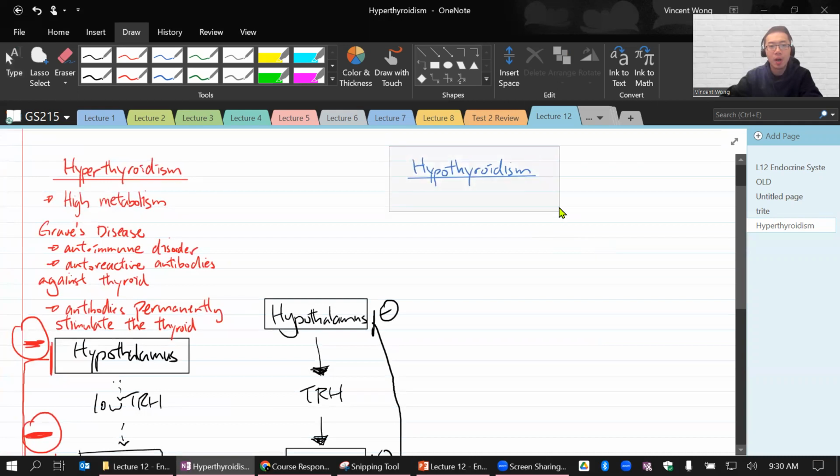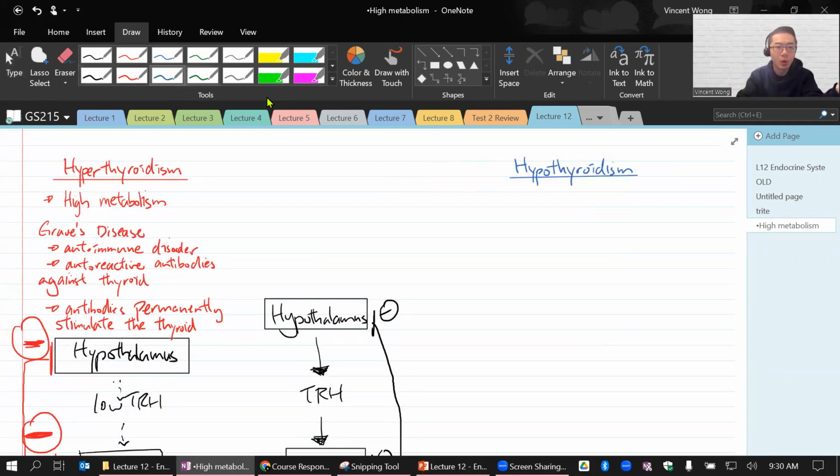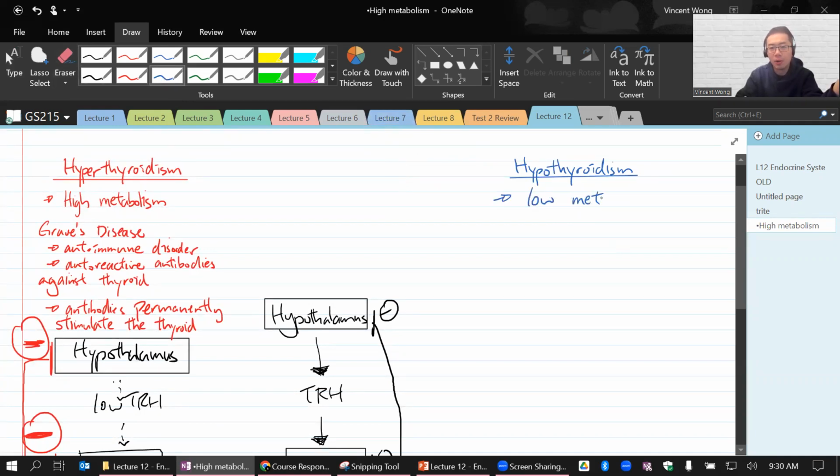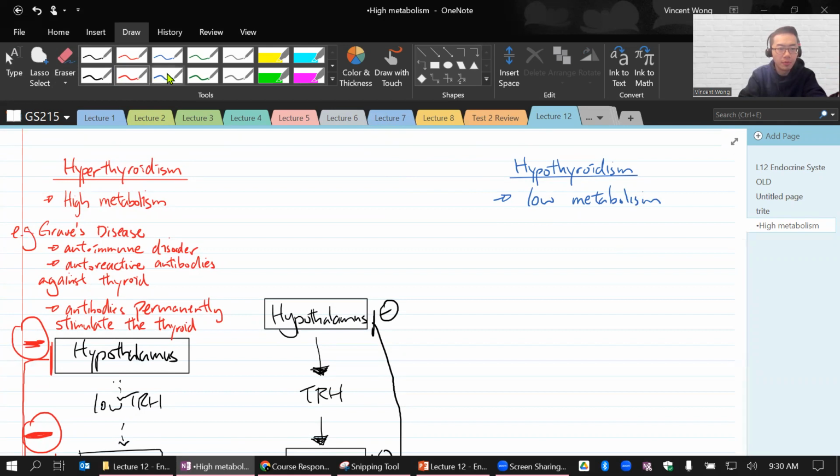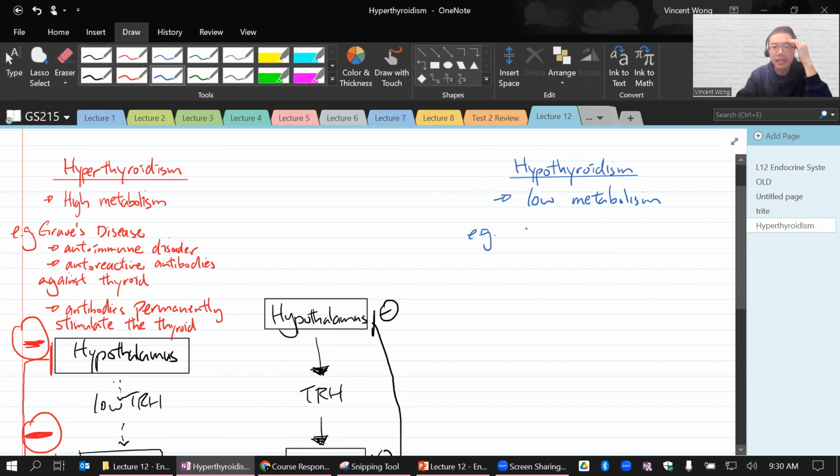So here is the opposite, hypothyroidism. And again, there are different causes of hypothyroidism, but they all result in low metabolism. I'm just going to put EG here to remind you that that's just an example. So one cause of hypothyroidism is iodine deficiency.